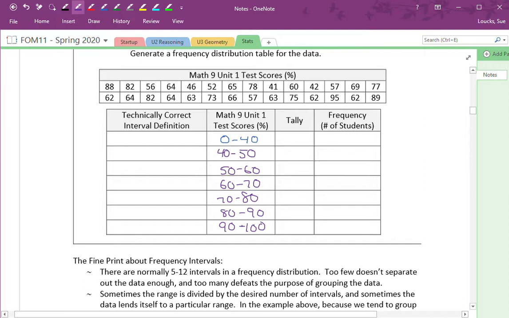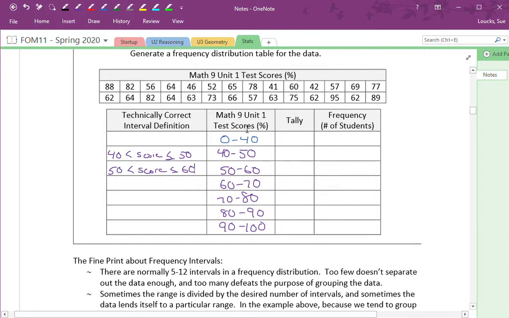Now, technically, what do you do if the score is 40? Which one does it go in? Technically, the interval I'm calling 40 to 50 is anything greater than 40 and less than or equal to 50. And then this is going to be anything that's bigger than 50 and less than or equal to 60. But that gets really cumbersome, so we generally just don't bother writing it that way. We all understand that that's what it means.